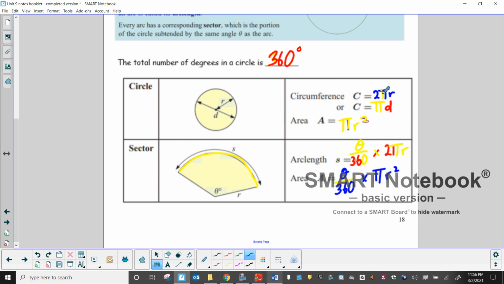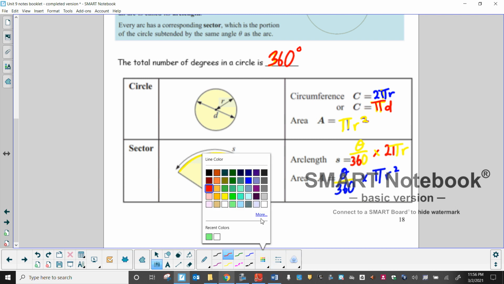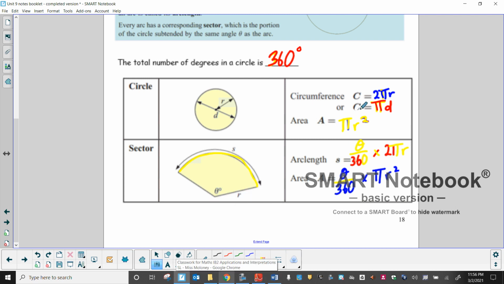Let's go over it so it's a bit clearer. Circumference is 2 pi r. Some people think of it as pi times the diameter instead, but in the formula we use 2 pi r. So I'm going to cross out pi d, because it's just going to confuse you, and the formula booklet doesn't have pi times the diameter. Diameter is 2 times the radius. That's why pi d is the same formula as 2 pi r. But I'm going to leave it that we only know 2 pi r, because that's the one in our formula booklet.